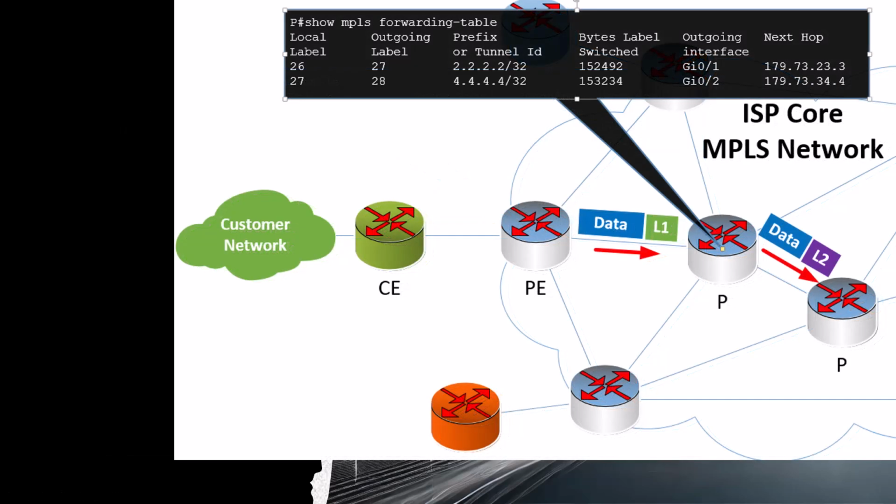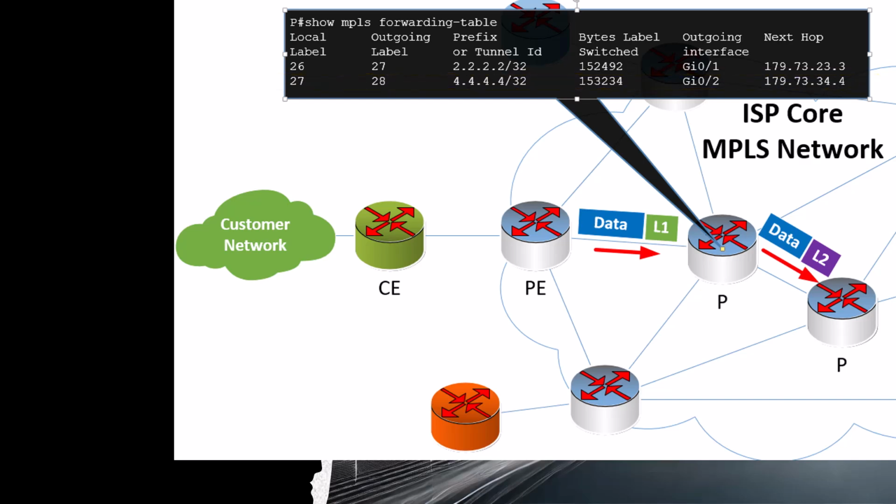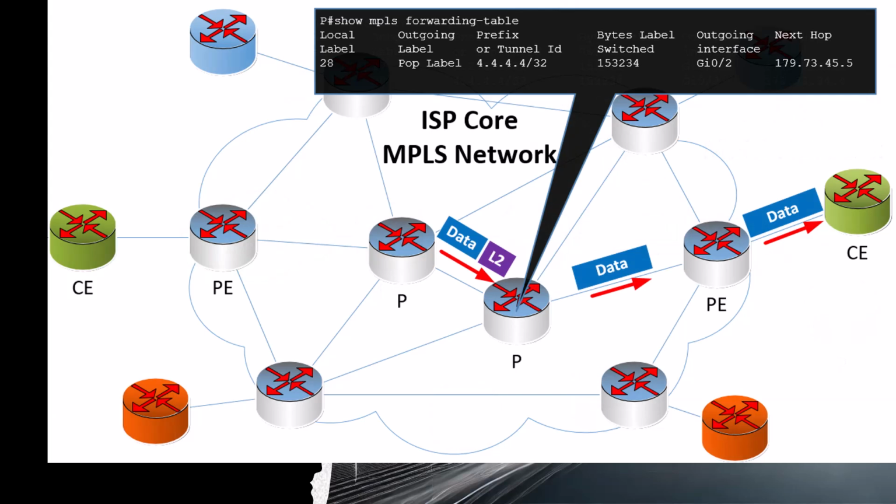Next, when it arrives on the P router, we see this entry here. You can see that the label is being switched to label 28. The appropriate exit interface and next hop IP are also indicated here so that the packet can be forwarded appropriately. On the next P router, we see this. The process continues from node to node until it gets to the final PE router that connects to the remote customer site.